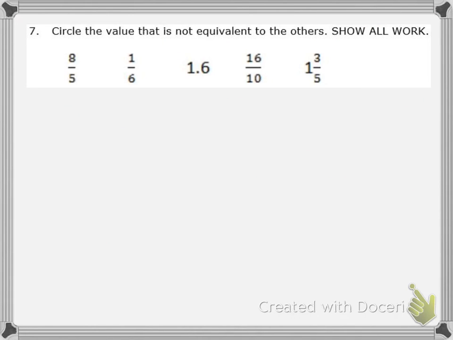Number 7, circle the value that is not equivalent to the others. Make sure you show all work. Remember, equivalent means equal to, so I want to know which ones are not equivalent to the others, not equal to the others. So I see that I have decimals and I have fractions. Fractions are hard to compare because remember, the only way we can compare fractions is if they have a common denominator. Okay, so instead of trying to find a common denominator for 5 different numbers, I'm just going to use decimals. Okay, so I need to convert 8/5 to a decimal.